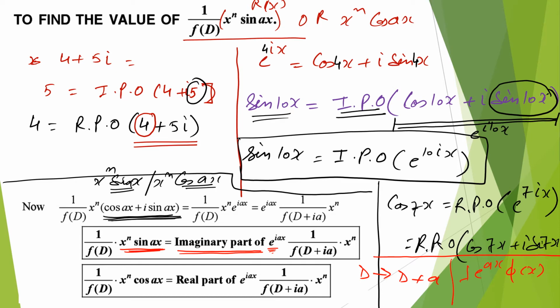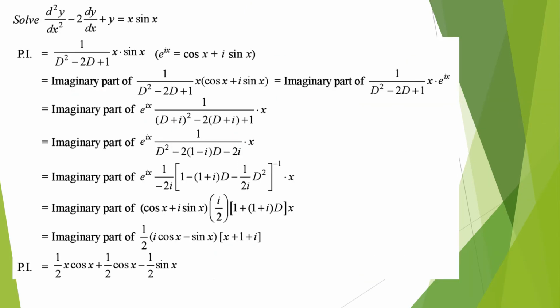What we do in 1 over f(D) is replace D by D plus a, where a is the value in the exponential function. Similarly here, iota ax is added, so D becomes D plus iota a. And for the cos term, we write the real part of e to the power iota ax, and D is replaced by D plus iota a. Now we consider an example.